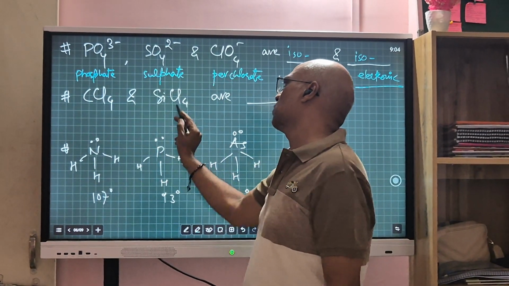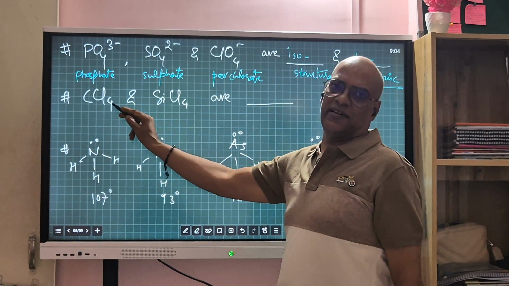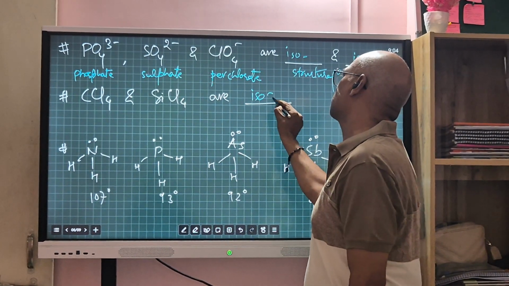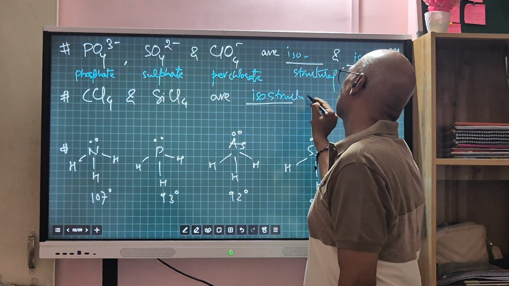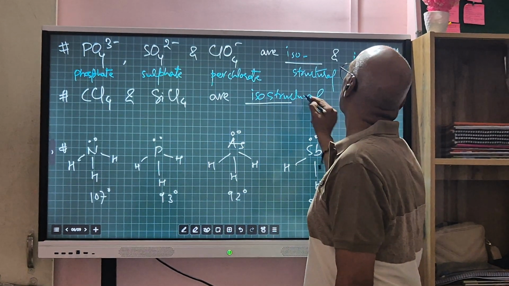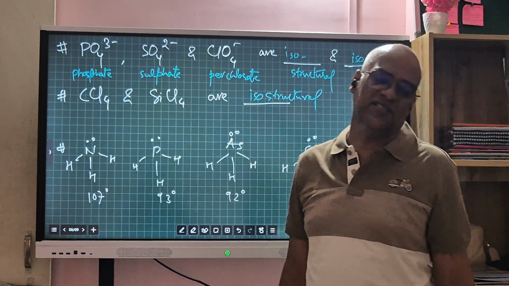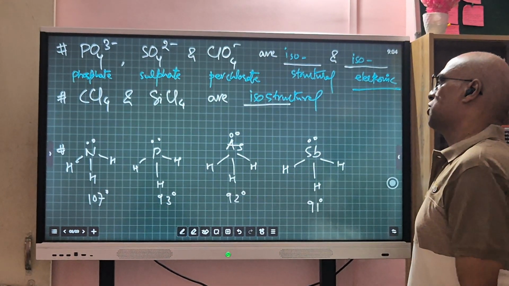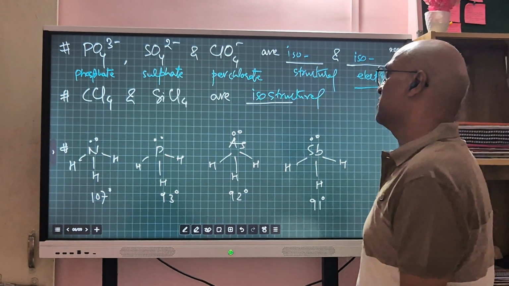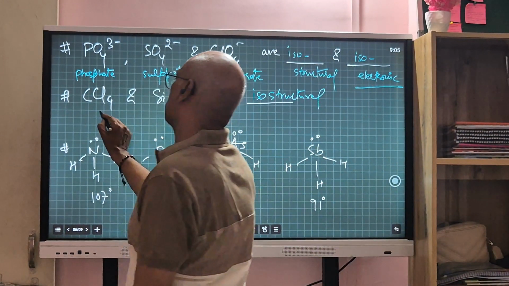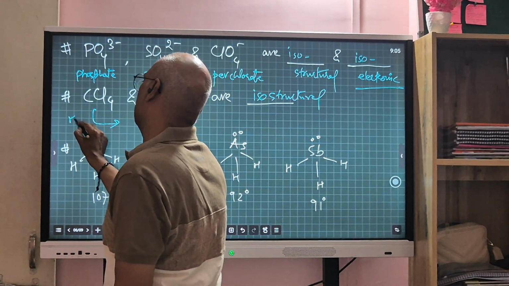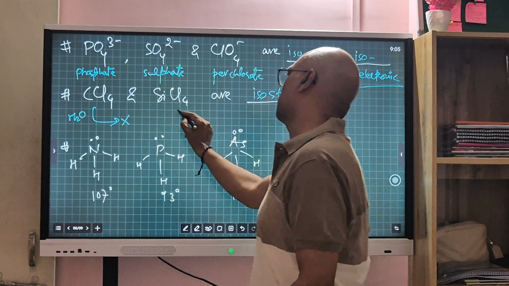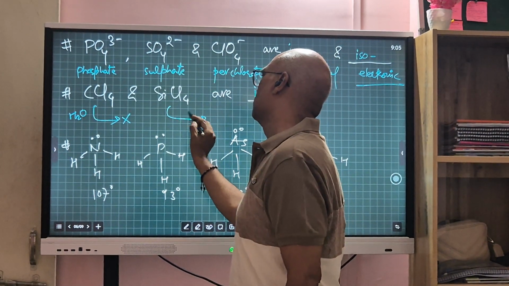Now CCl4 and SiCl4, carbon tetrachloride and silicon tetrachloride, they are only isostructural. They are not isoelectronic because carbon and silicon, silicon is the elder brother of carbon. Okay, so they cannot be isoelectronic. The interesting thing here is that if we treat CCl4 with water, nothing will happen, it will not hydrolyze. But when you treat SiCl4 with water or some alcohol, it will hydrolyze.